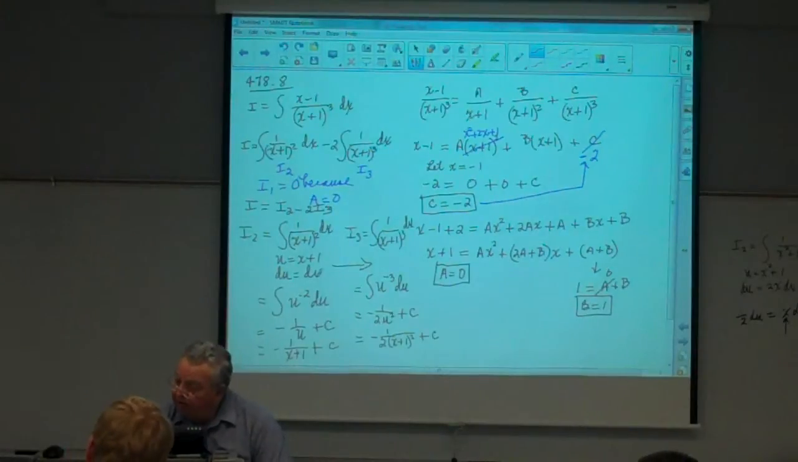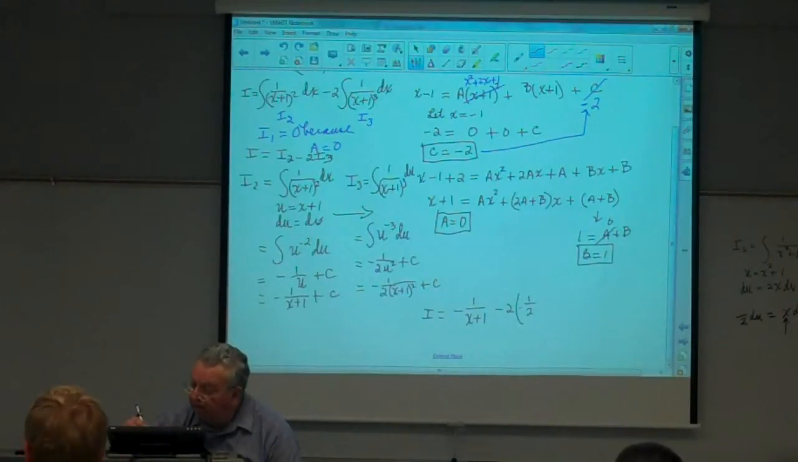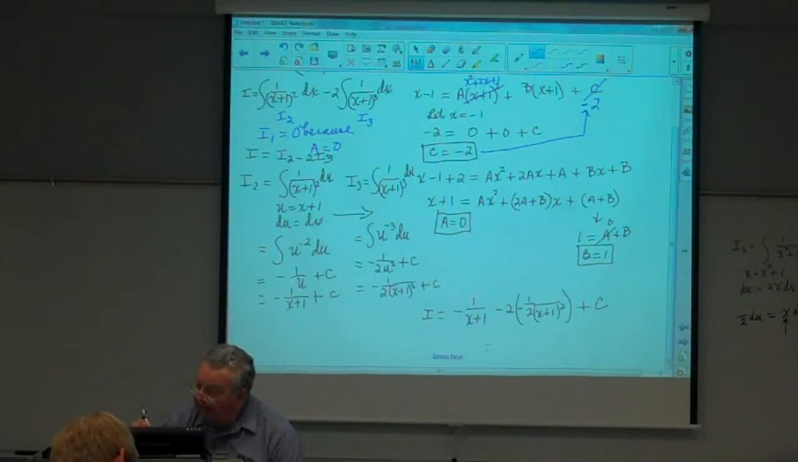If all of that's true, then I is equal to minus 1 over x plus 1 minus 2 times 1 half times a minus 1 half x plus 1 squared plus c, and that's equal to minus 1 over x plus 1 plus 1 over x plus 1 squared plus c.